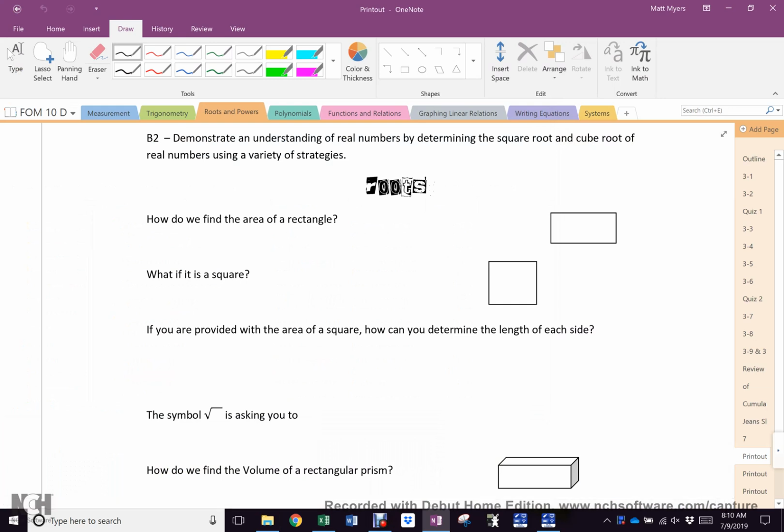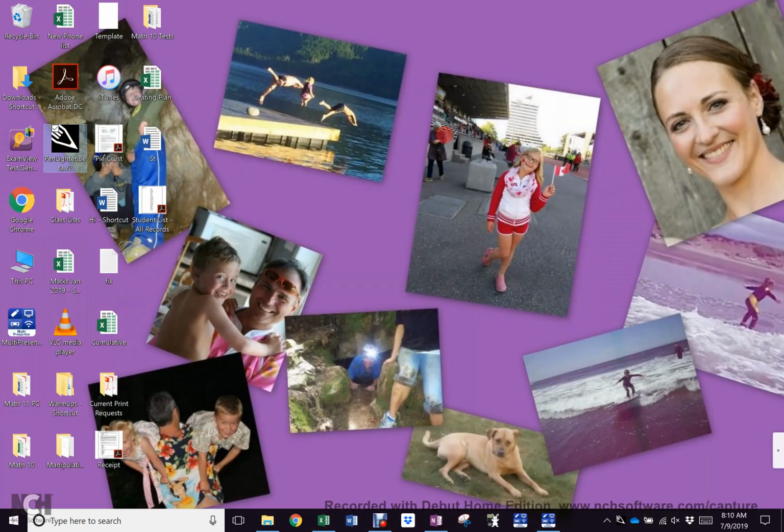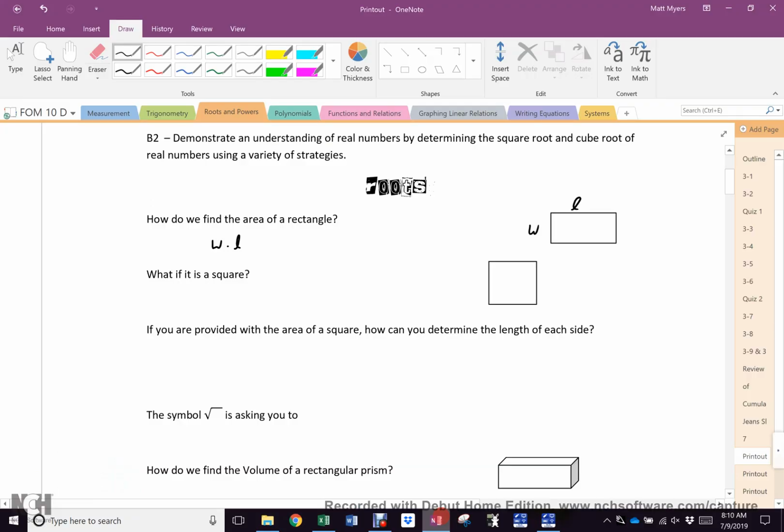All of this is not really that important. You already know this. How do we find an area of rectangle? We know it's LW. So we do W times L. A square is just a special rectangle, yes? And in that square, what do we know about L and W? If it's a square, they're the same. So it's not L times W, it's L times L or W times W, right?